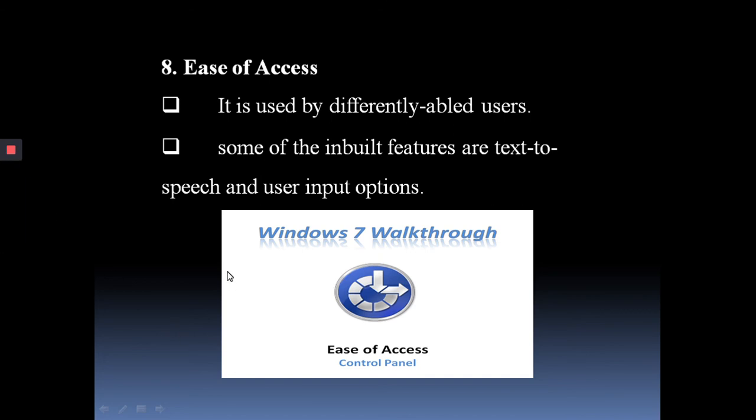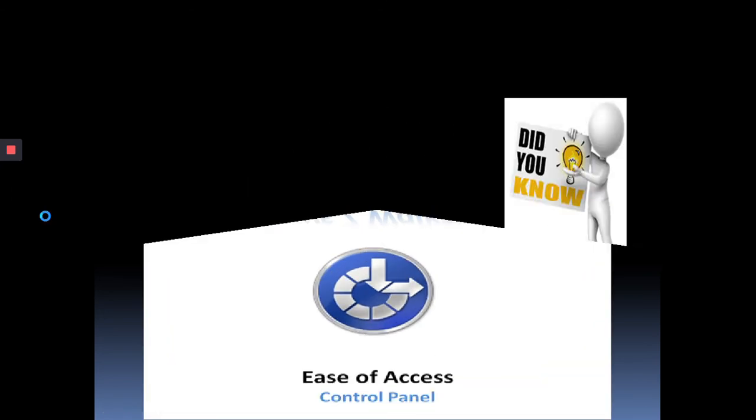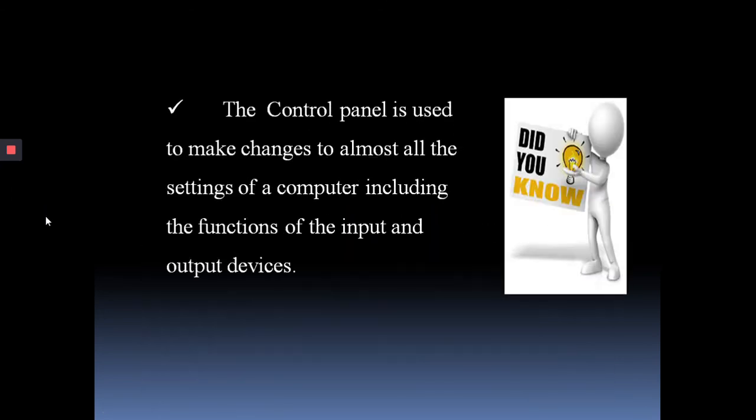Or if you type the letters, it will be converted into speech. Okay, if we type the letters then it will be converted into speech. Okay, then only the words are recognized by the differently abled users. The control panel is used to make changes to almost all the settings of your computer, including the functions of input and output devices. Okay, these are the main advantages and uses of the control panel.